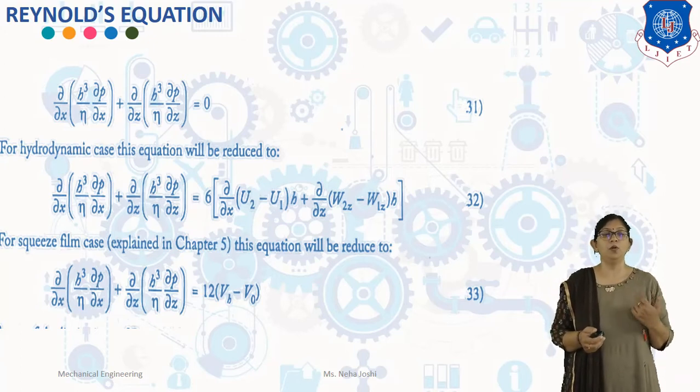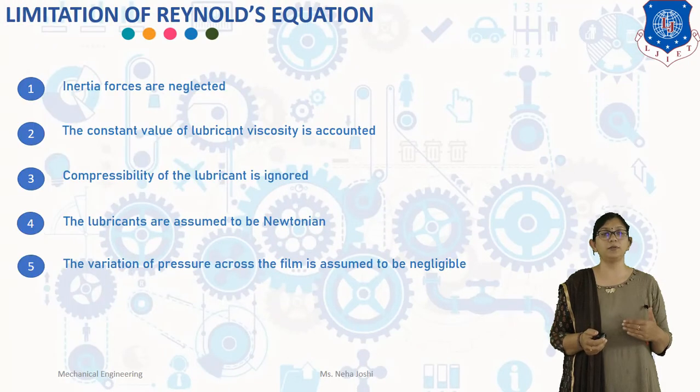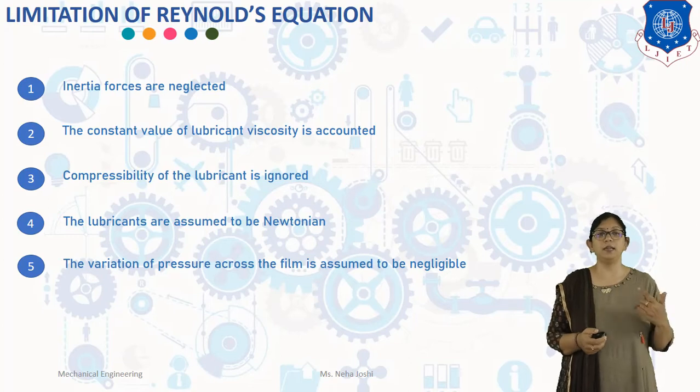Okay. Now this is the finalized equation of the Reynolds equation. Now what are the limitations of Reynolds equation? First limitation is inertia forces are neglected. Then the constant value of lubricant viscosity is assumed. Then compressibility of the lubricant is ignored.